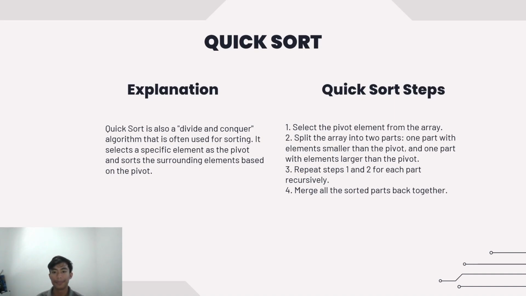Quick sort steps. The first one, select the pivot element from the array. Second, split the array into two parts: one part with elements smaller than the pivot and one part with elements larger than the pivot. Third, repeat steps 1 and 2 for each part recursively. Fourth, merge all the sorted parts back together.